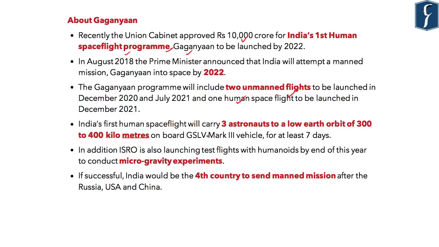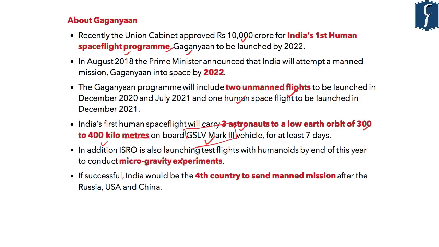Now, as far as the carrying capacity of the space flight is concerned, ISRO plans to send three astronauts to a low Earth orbit of 300 to 400 kilometers on the GSLV Mark III vehicle. So keep in mind that a low Earth orbit is characterized as one having an altitude of 300 to 400 kilometers, and the carrier will be the very powerful GSLV Mark III, which has been indigenously built by ISRO.